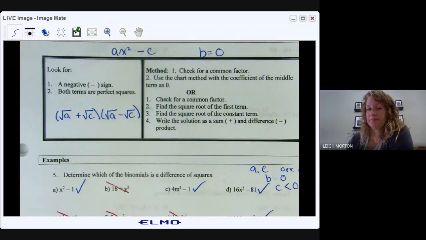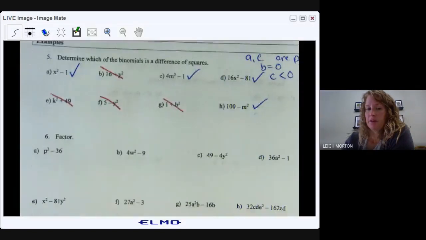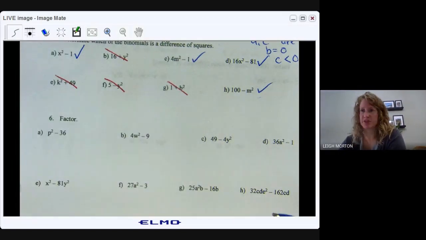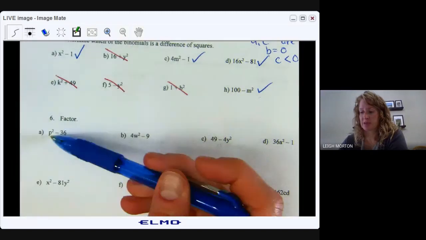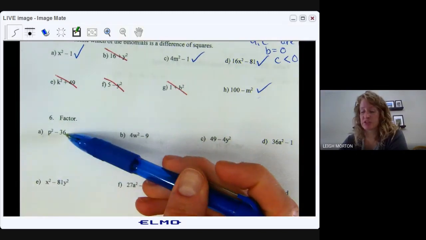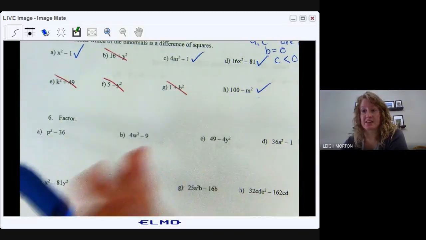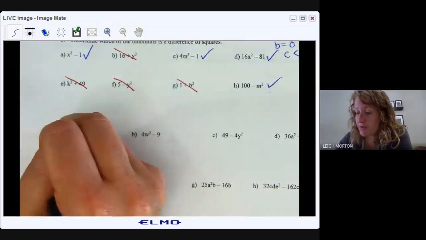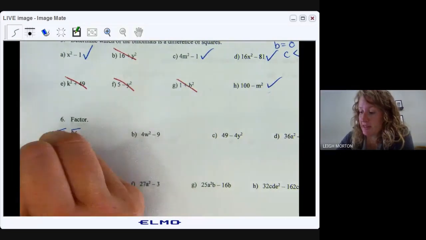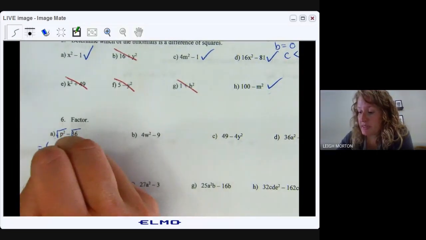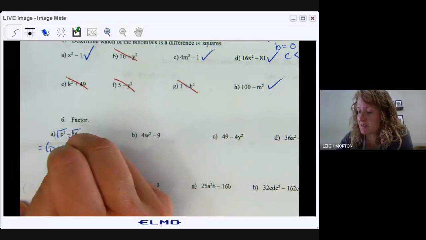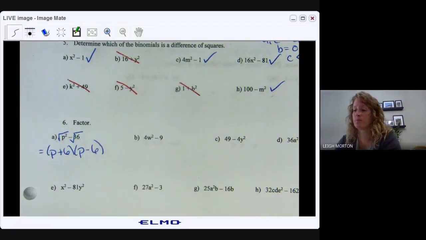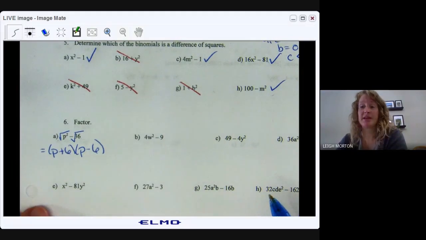Let's try a couple. So number 6, I say to myself, hey, there's no B term. Could this be difference of squares? A is a perfect square, C is a perfect square, and it's being subtracted. So yes, I can do difference of squares here. So I'm going to square root each term. So that leaves me with P plus 6 times P minus 6. And I'm done.